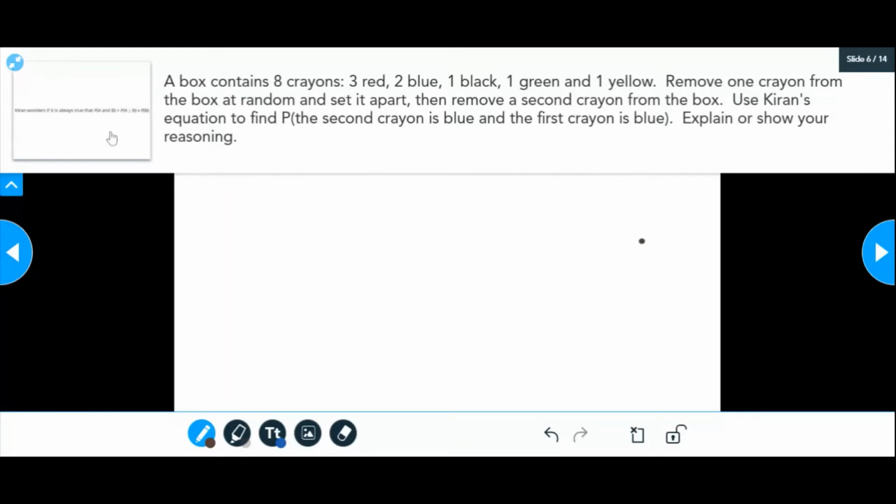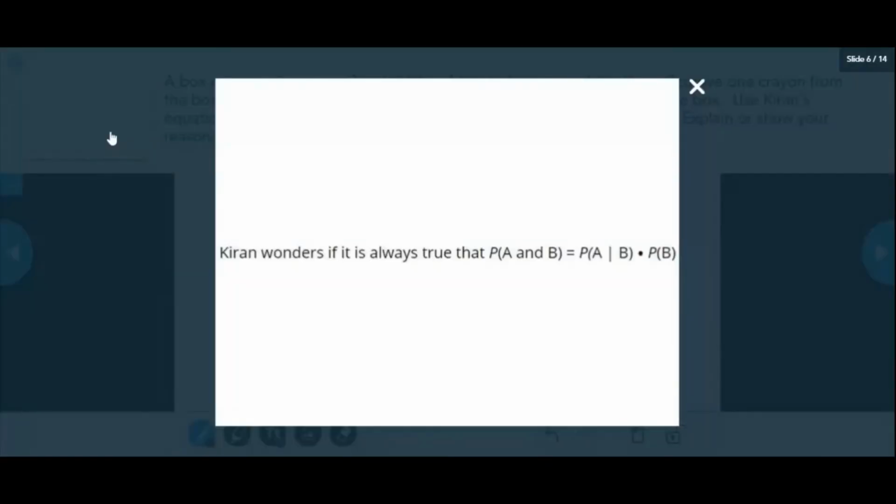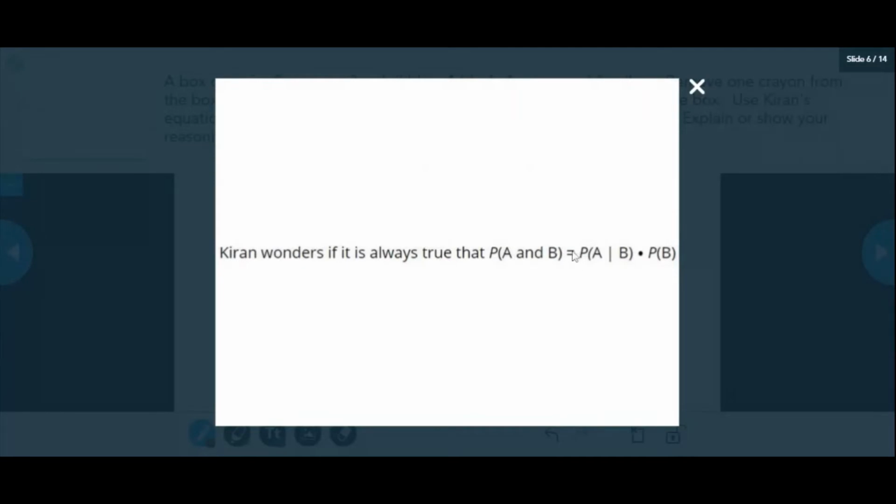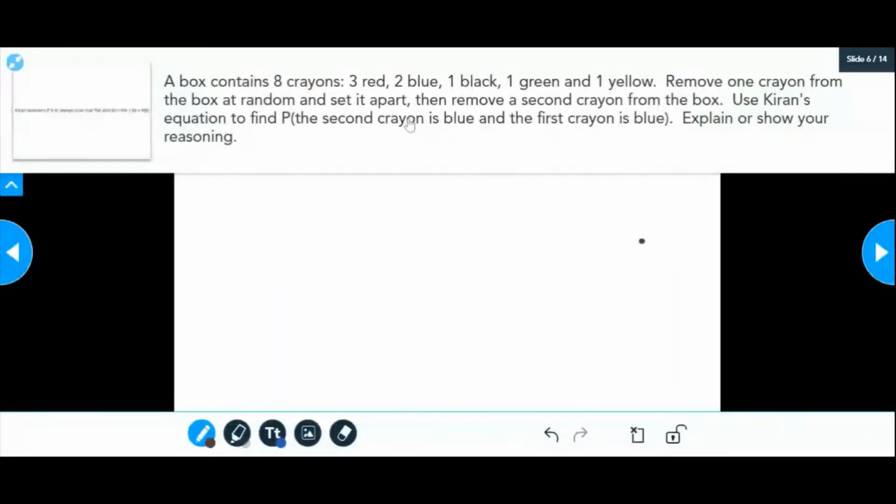So using that formula, which is here in case you didn't want to go back to look for it, show me how you can use these two probabilities and multiply them to find this one. So A is the event that the second crayon is blue. B is the event that the first crayon is blue. You're showing out your calculations on how you can use that formula to find this probability.